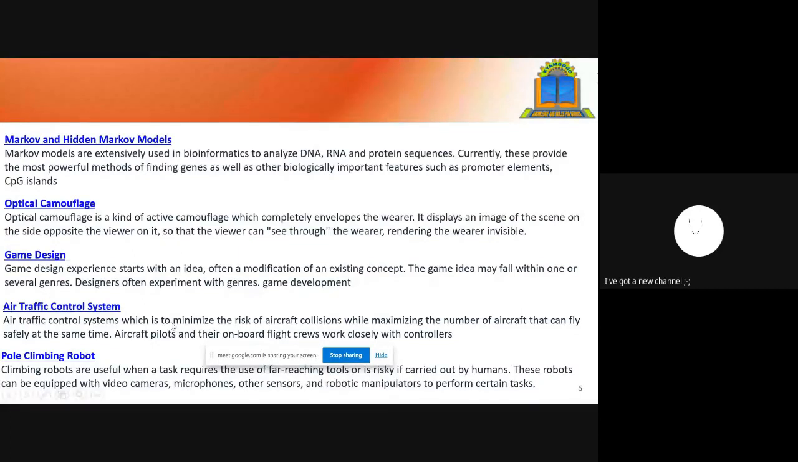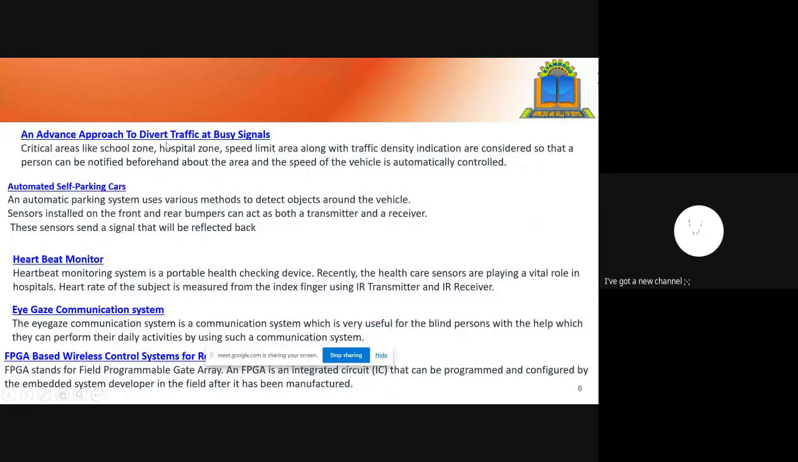Air traffic control system, especially for collision avoidance. Can you develop a system that can mimic air traffic control? This is one thing. Pole climbing robots. Now we have so many jobs from Umeme, people climbing poles. Can you come up with something that will climb a pole at Umeme or on a transmission line and install something? Advanced divert control, an advanced approach to divert traffic at busy signals.